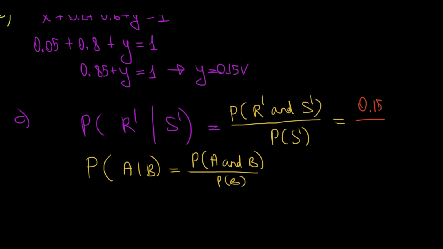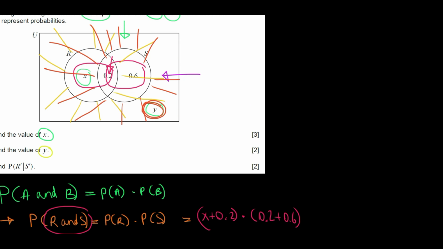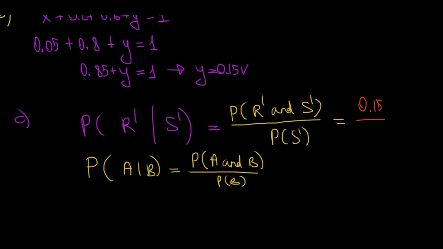And then what's the probability of not S? Well, not S means everything outside of S. If we were to cover this purple circle, we would be left only with X and with Y, which is essentially 0.05 plus 0.15. We work this out on a calculator and the answer would be 3/4. That's it. We are done.